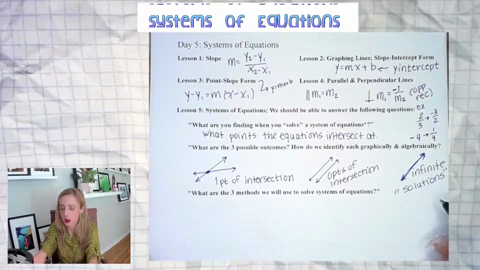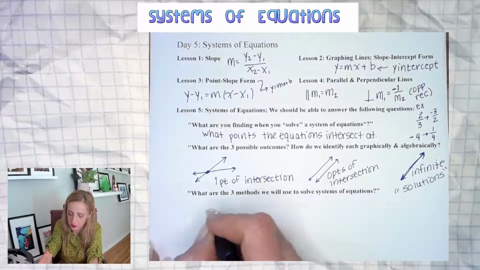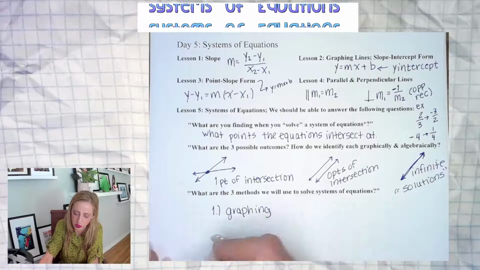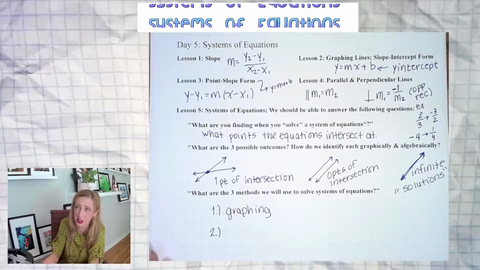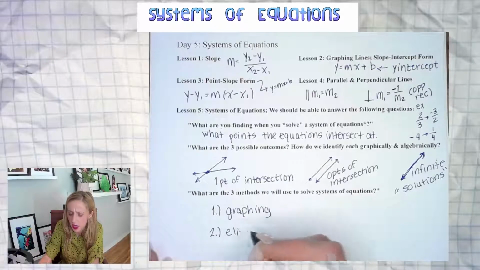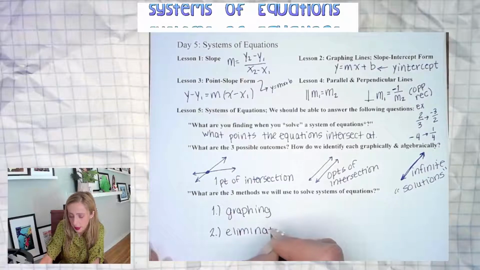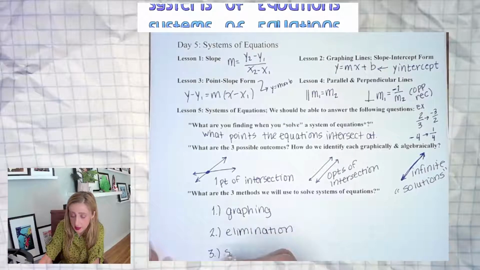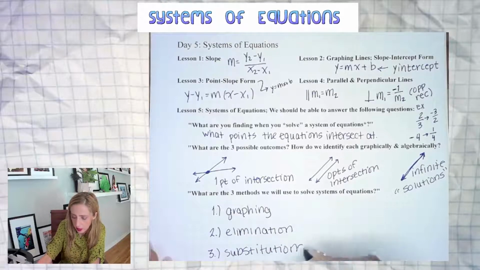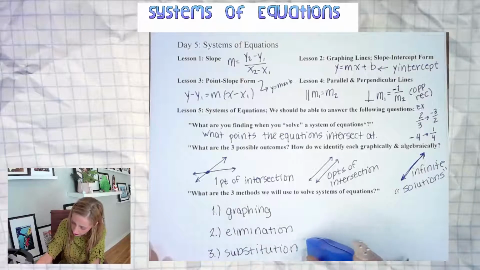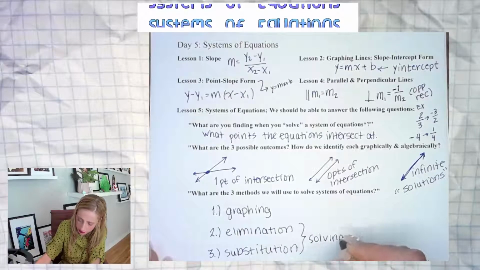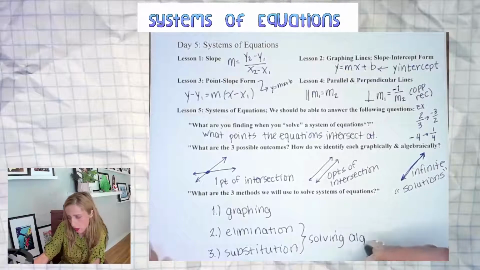Next, what are the 3 methods that we will use to solve systems of equations? First one we're going to do is graphing. It's just the visual way of figuring this all out. Not the best, because if they intersect at decimals, you can't really know that. The second way we're going to look at is elimination. And the third way we have on our list is substitution. These are more algebraic methods. Substitution and elimination. So these are solving algebraically. You're going to really just do some math on your paper. Algebraically.